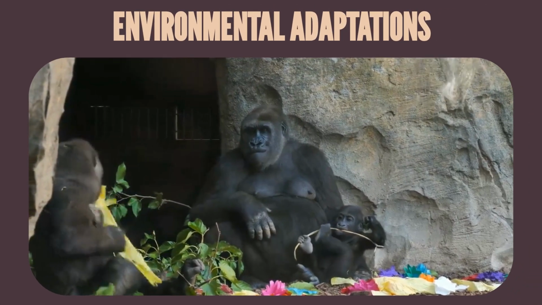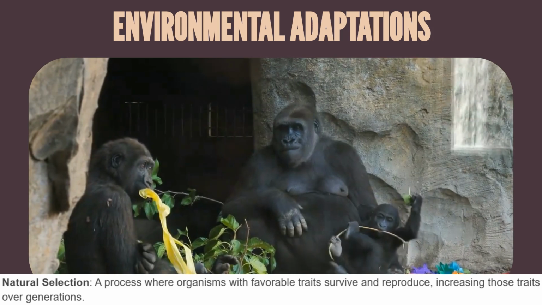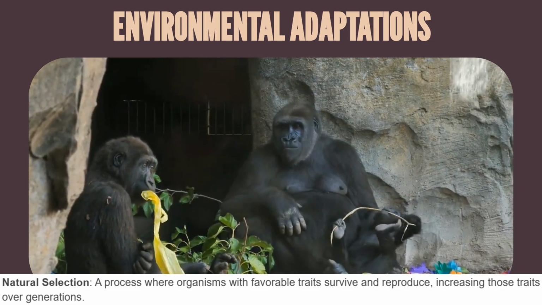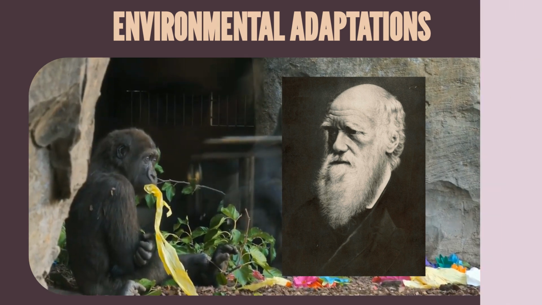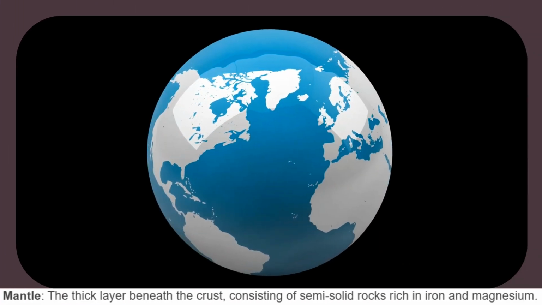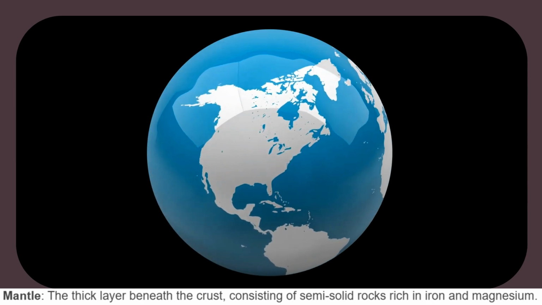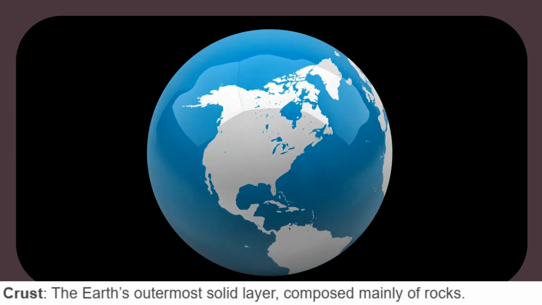How do organisms survive here? Through environmental adaptations developed over generations through natural selection, where the, quote, fittest survive and reproduce. That's Darwin's big idea. Finally, let's explore our planet and beyond with Earth and space science. Our Earth has a solid inner and liquid outer core of metal, a thick, semi-solid layer called the mantle, and the thin, rocky shell we live on, the crust.